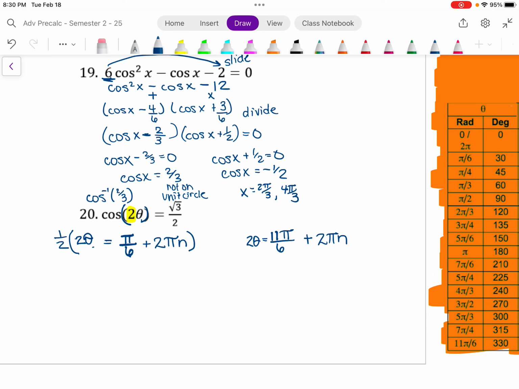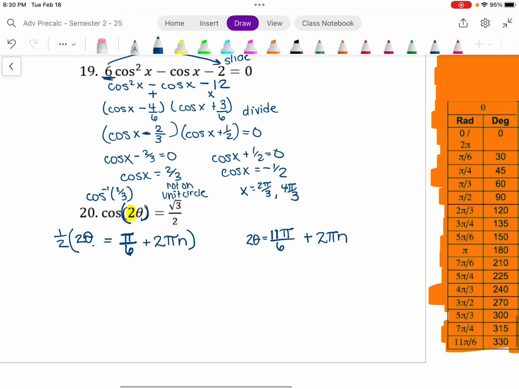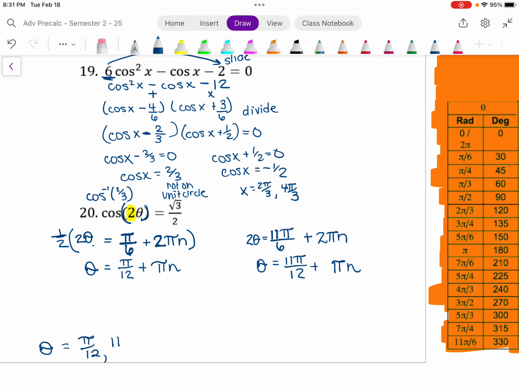Why am I doing that? Because that's the same thing as dividing by 2, and I have fractions. So then I'm going to get theta equals pi over 12 plus half of 2 is 1, so that's 1 pi in. Same thing here. Theta is going to equal 11 pi over 12 plus 1 pi in. Now, 2 of our answers are very obvious. Pi over 12 and 11 pi over 12. The rest of our answers are not as obvious.